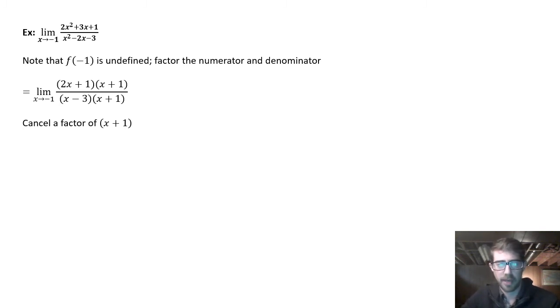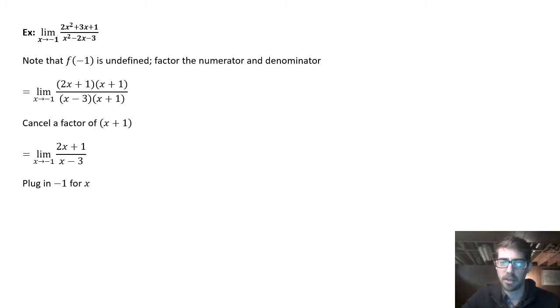There's only one way to factor these things, and we note that, hey, look, we do have a common factor of x plus 1. If we didn't, then this wouldn't work, and it would be a bad example. So we got something we can cancel, and that means we actually can evaluate this limit directly once we do that cancellation. So we divide out our common factor, and we're left with that.